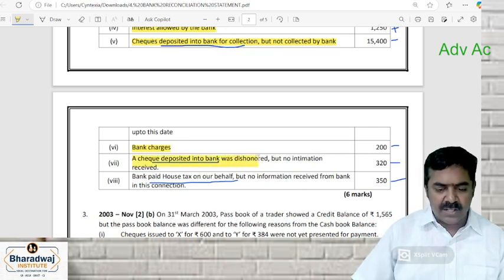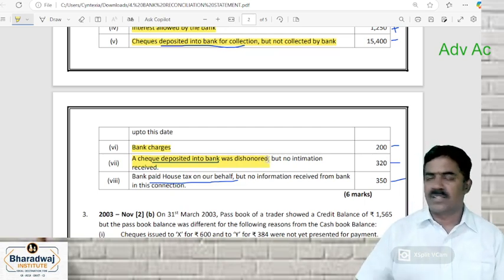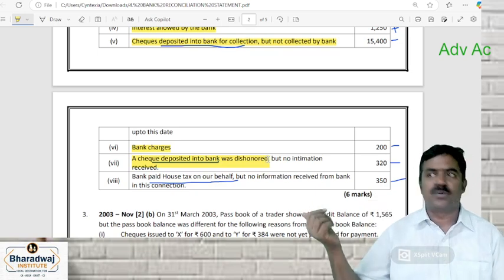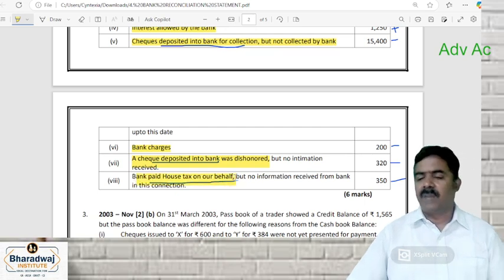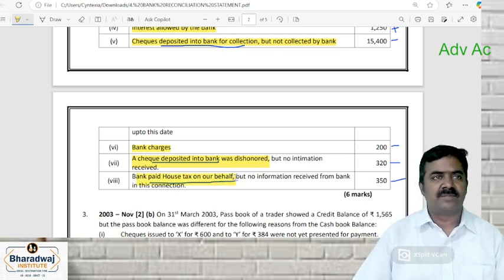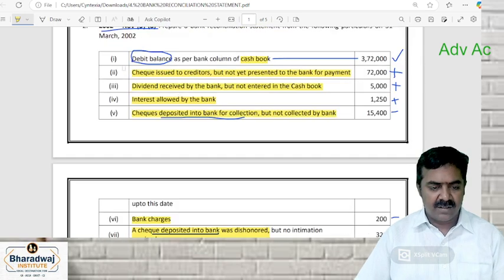A check deposited into the bank was dishonored. While depositing the check, what would the customer have done? The customer would have added. Has the banker added? So what do you do? Minus. Bank paid house tax. When the banker is paying money, what would the banker have done? The banker would have reduced it. Let us also reduce it.